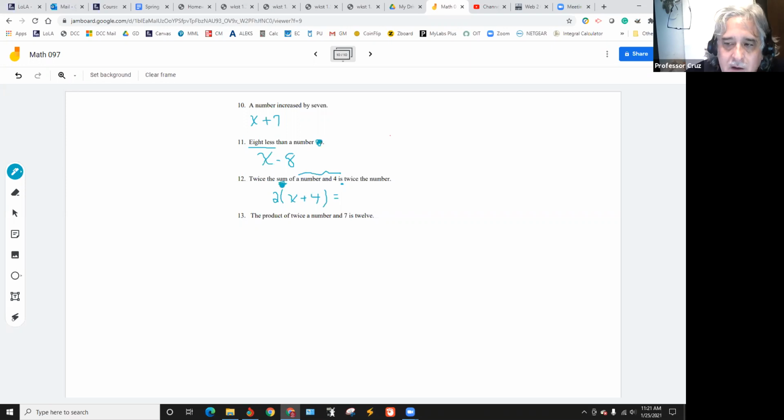And when you see that word, the sum, generally that means you're going to have to use parentheses if it says something about multiplying the sum. Is always equals, and then twice the number. So twice the sum of a number and 4 is twice the number. And that right there is something we're going to find out coming soon. That's actually an equation. We could find out what x is equal to.